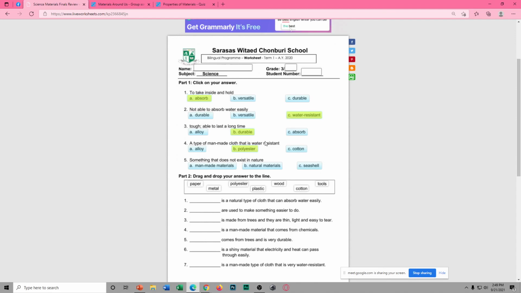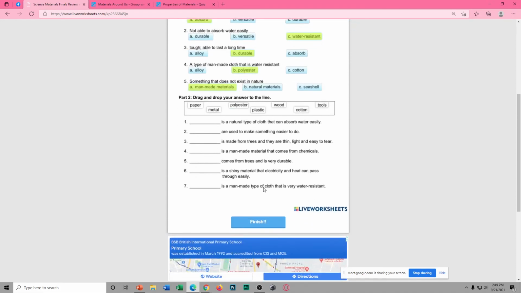Next, something that does not exist in nature. Man-made materials, natural materials, or seashell. Natural material. Not from nature. Man-made. Yes. Next, you just have to drag and drop the words. Blank is a natural type of cloth that can absorb water easily. What cloth can absorb water? Polyester.